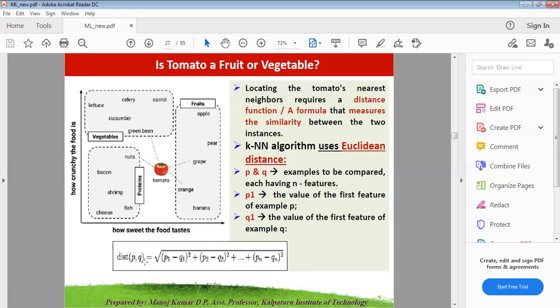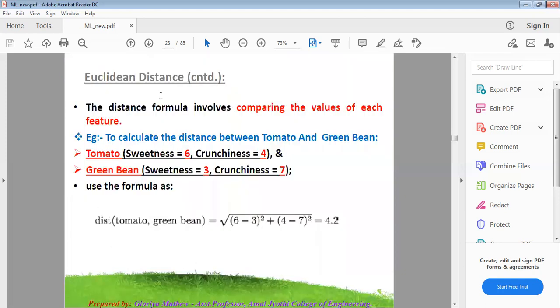Dist of P comma Q is equal to square root of (P1 minus Q1) whole square plus (P2 minus Q2) whole square plus ... (Pn minus Qn) whole square. This is the Euclidean distance formula. Using that, now you have to find. So come for the Euclidean distance. Okay, so the distance formula involves comparing the values of each feature.